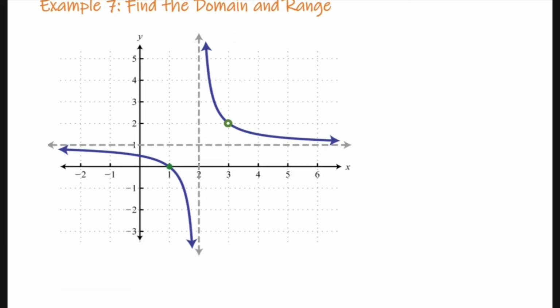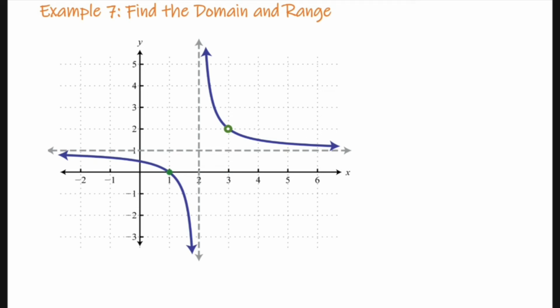Here we have a graph of a rational function. First, let's start with the domain. The graph has a vertical asymptote at x equals 2, which is the broken line. That would mean that the graph will not pass through at x equals 2. Thus, it will not be included in the domain.